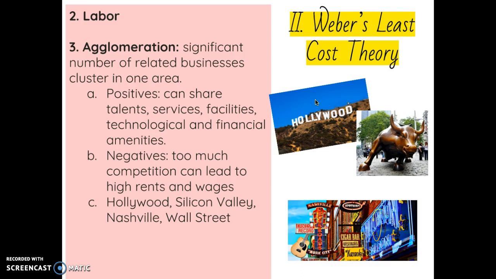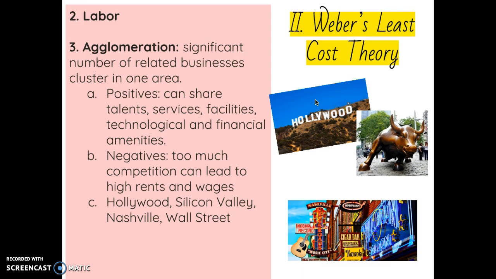So examples of agglomeration could be fashion in Milan, Italy, and Paris, or think about Hollywood, right? That is the home to motion pictures. Another example could be Nashville, where we see country music originate from most times. And then lastly, you can think about Wall Street. So this is the financial sector of the United States.